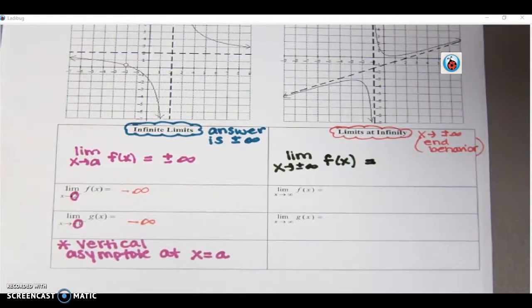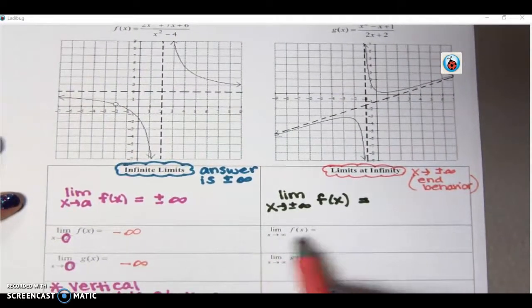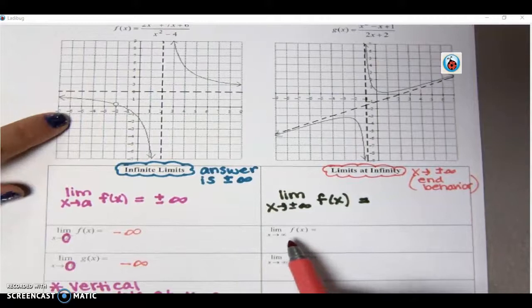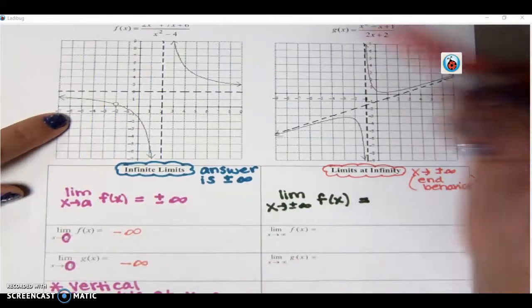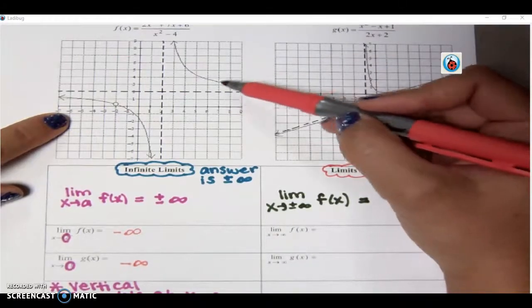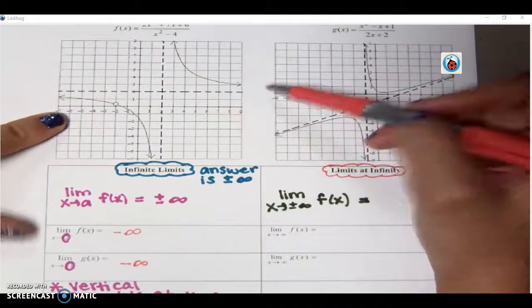So two examples of this. First one we want to find is the limit as x approaches infinity of f of x. So we're using f of x. Because this says as x approaches infinity, we're looking at the right end behavior. So here's the right end behavior. As you can see, this graph's getting closer and closer to that horizontal asymptote, which is at 2.